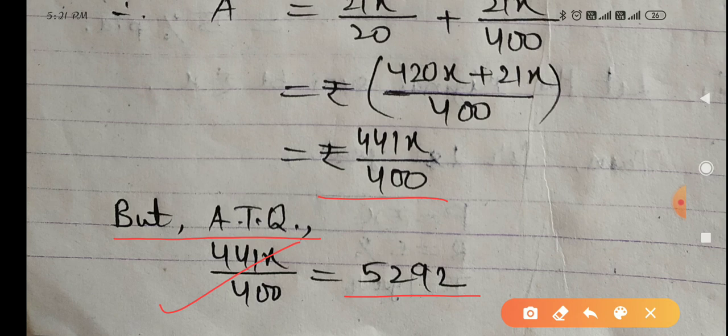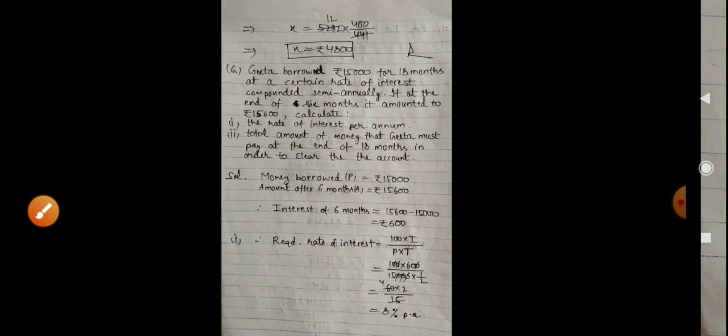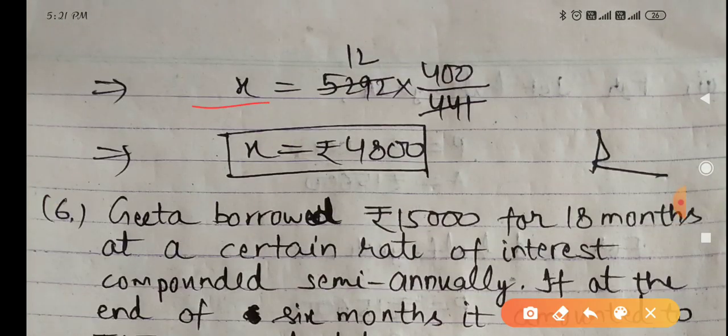441X upon 400 equals 5292. Now you calculate. X will be 5292 multiplied by 400 upon 441. The reciprocal of the fraction you will take to the other side, and by simplifying you are getting 4800. So this is the original sum of money. What was X? Original sum. So the first part was rate of interest, 5% per annum, which you calculated in the first part. And the second part was the original sum of money, which is 4800.